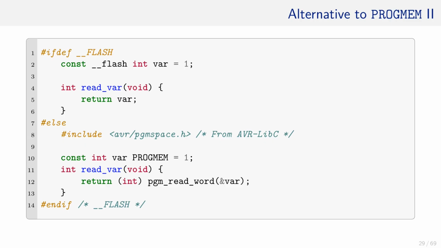The functionality in the if and the else branches is exactly the same. The implementations are just different. Personally, I always worked with the PROGMEM path, and I have no bad experiences with it, but in the end, it is just about preference.